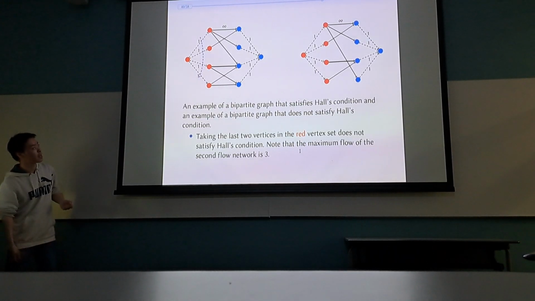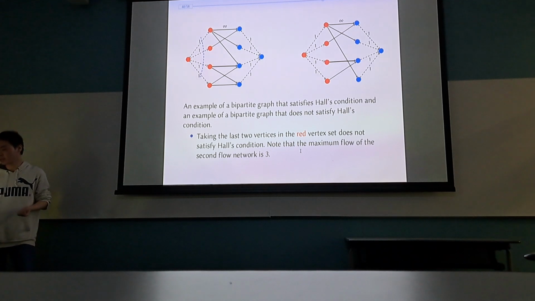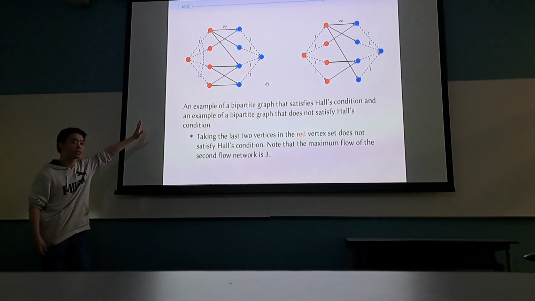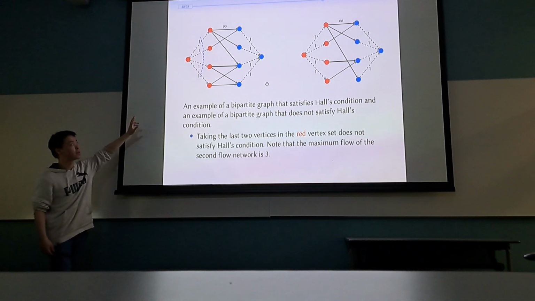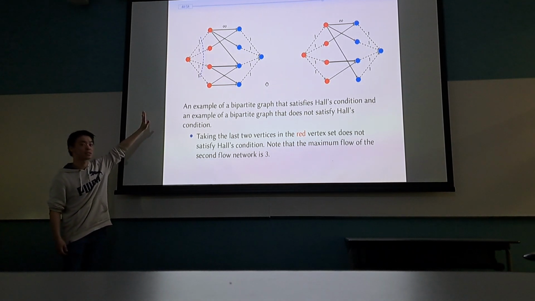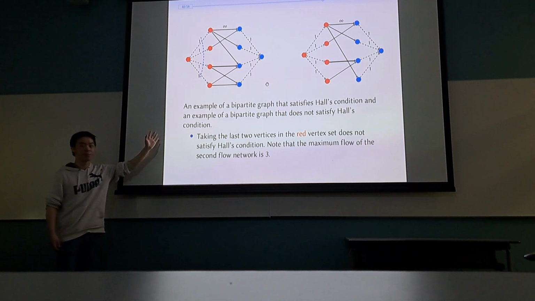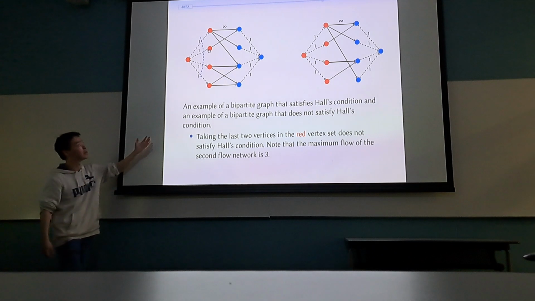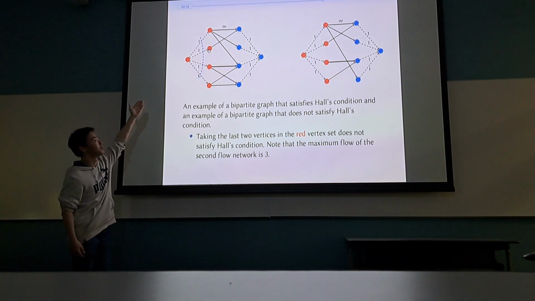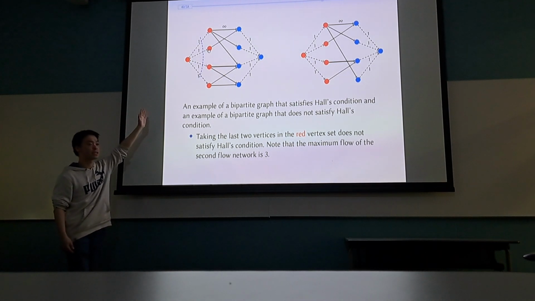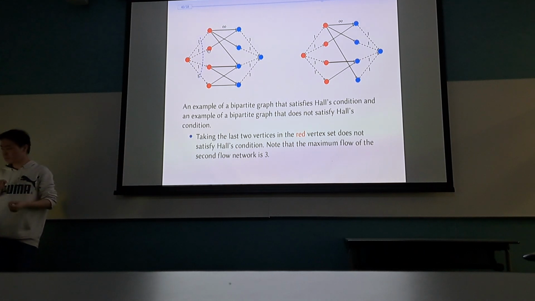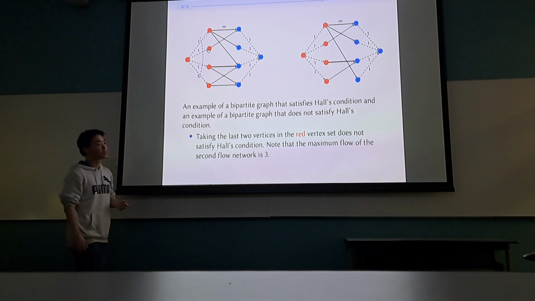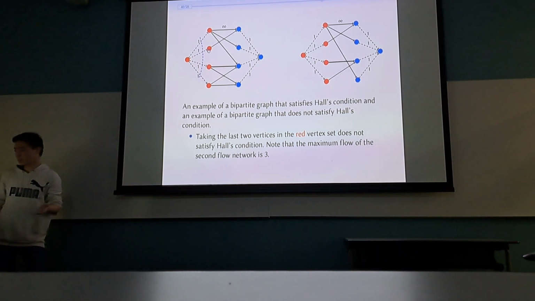So here we're going to look at 2 examples of graphs. On the left-hand side, you have a bipartite graph that satisfies Hall's condition. So for every subset of vertices on the left, there are enough neighbors. And so you can see that there is going to be a perfect matching if you just follow along some of the vertices on the left and the right. But what you'll notice is that on the right-hand side, you don't actually have a perfect matching.